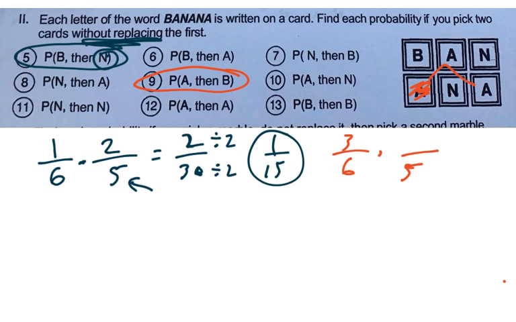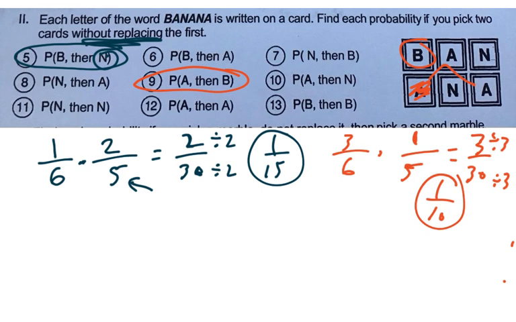What's the chance now of getting this B? 1 out of 5, when originally it was 1 out of 6. But remember, there's only 5 cards left because one of those A's is gone. So simplifying or timesing this across, we get 3 out of 30. We're going to simplify by dividing by 3. And we'll have a 1 out of 10 chance.